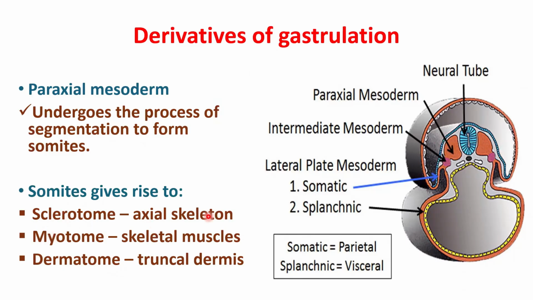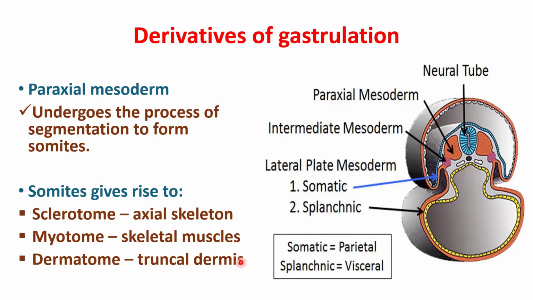So sclerotome gives us the axial skeleton. Then the dermatome part of the myotome gives us the truncal dermis, that is the dermis of the back. And then the myotome part gives us the skeletal muscles, specifically of the trunk. So the somite or the paraxial mesoderm will give rise to the axial skeleton, the skeletal muscles of the trunk, and the truncal dermis. So remember, the skin has epidermis, dermis.